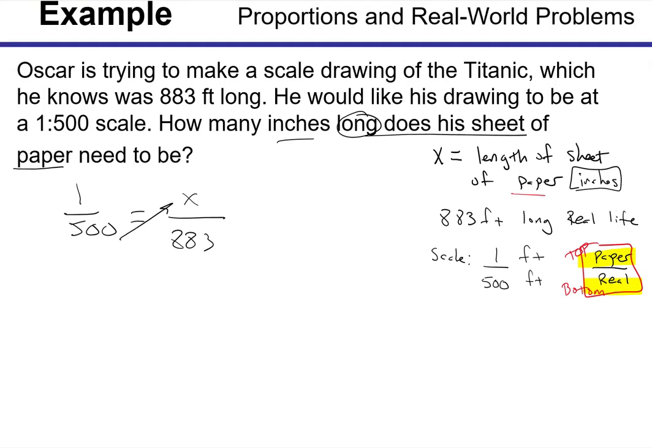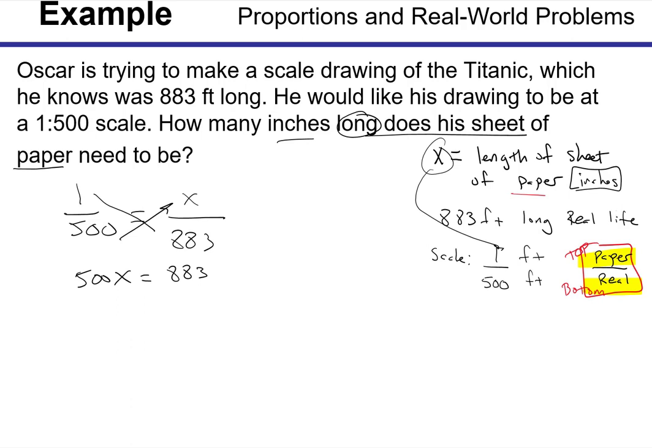So I'm going to cross multiply. We got 500x on the left, equals in the middle. Cross multiply on the other side, got 883 on the right side. Now remember, all these numbers are in feet. Now I said that x is in feet because it represents the top.